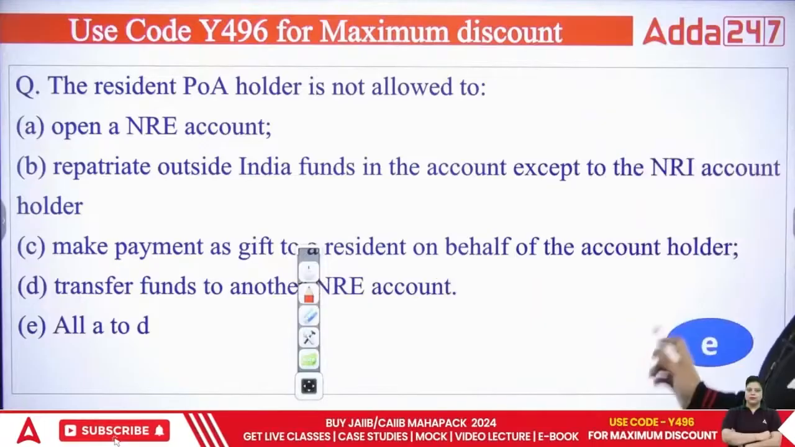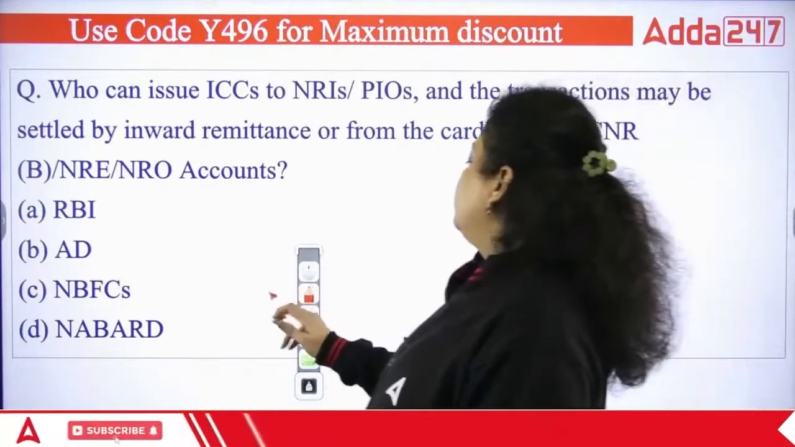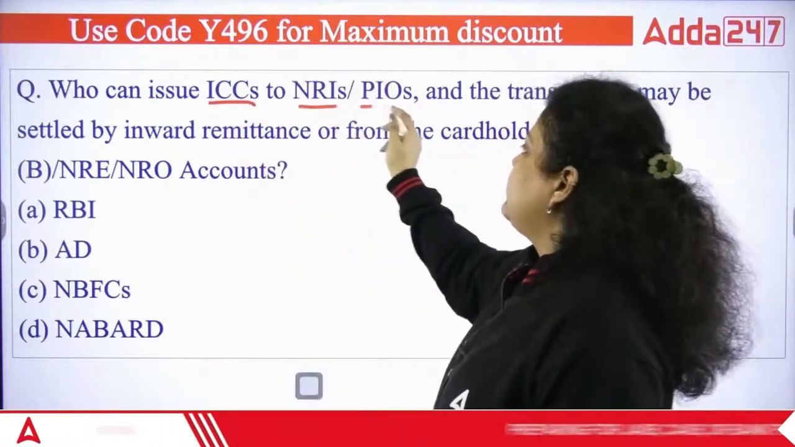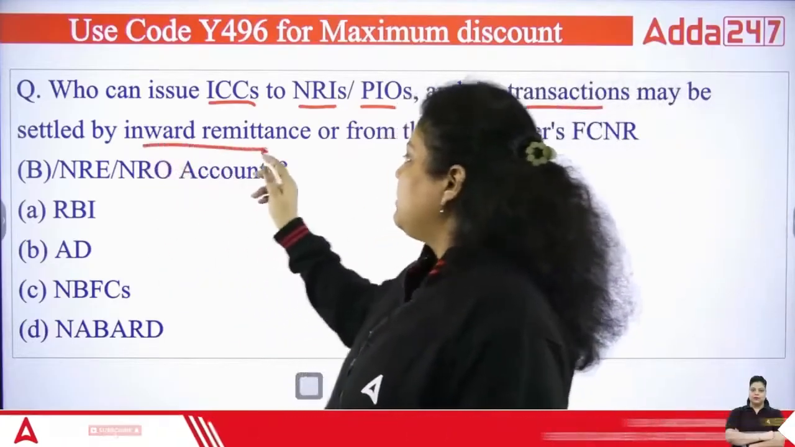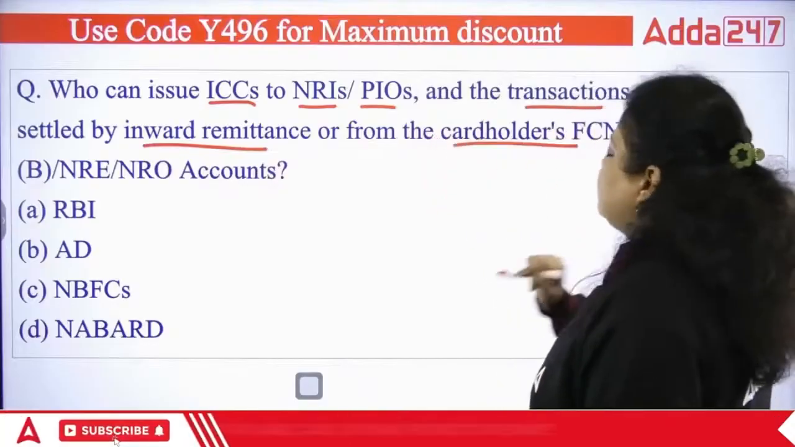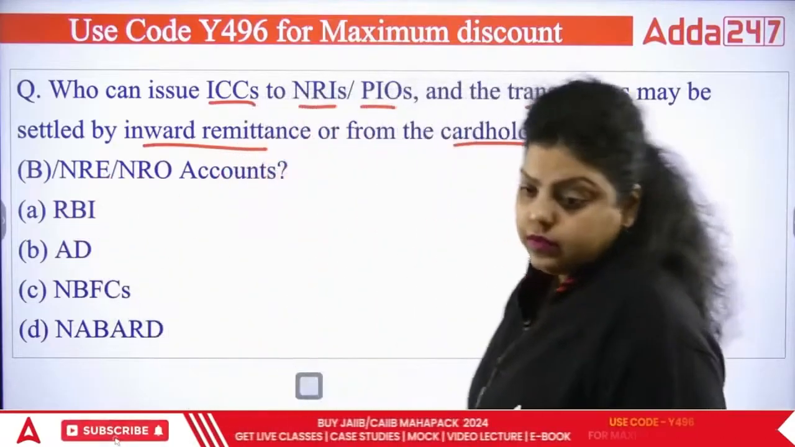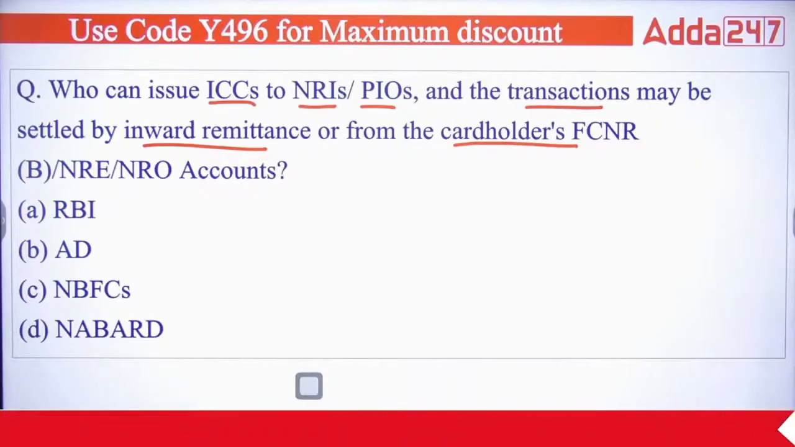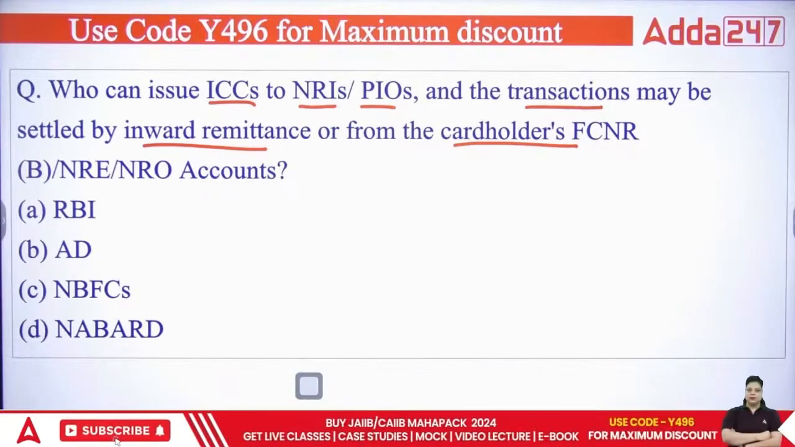Right answer is E. Now, the next question: who can issue an international credit card to NRIs and PIOs, where the transaction may be settled by inward remittance or from the card holder's FCNR(B), NRE or NRO account? The question is asking who can issue an international credit card to NRIs or PIOs.